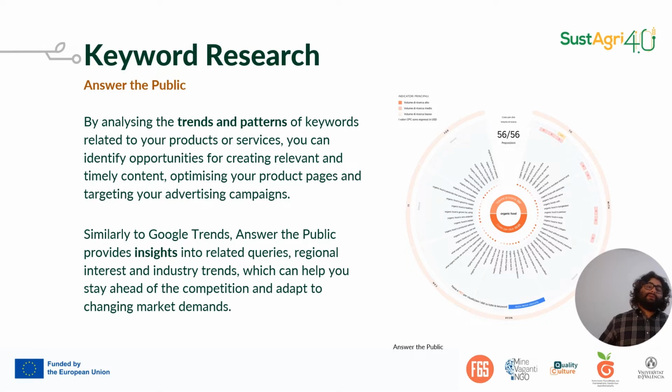Answer the Public is an excellent tool to find long-tail keywords that are less competitive but still relevant to your business. These long-tail keywords are more specific and have a lower search volume, which means they're easier to rank for and can attract more targeted traffic to your site. For instance, if you sell organic food, you can use Answer the Public to find questions related to organic food that people are searching for, such as is organic food healthier, or where can I buy organic food, and so on. By creating content that answers these questions, you can attract more traffic to your site and establish your business as an authority in your niche.